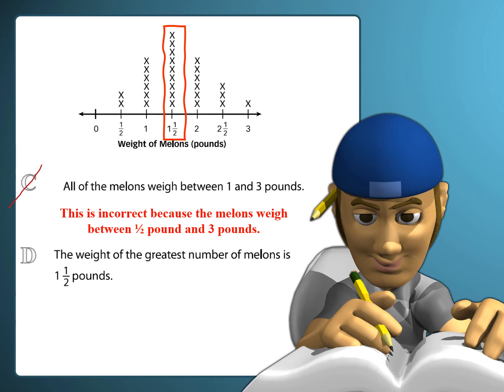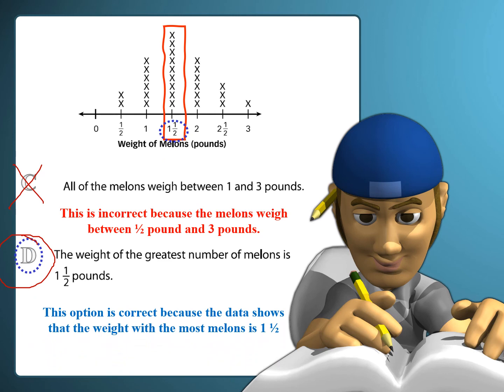So C was incorrect, D is correct. That would be the correct answer because there are the greatest number of melons over 1 and 1/2 pounds. So this option is correct because the data shows that the weight with the most melons is 1 and 1/2 pounds.